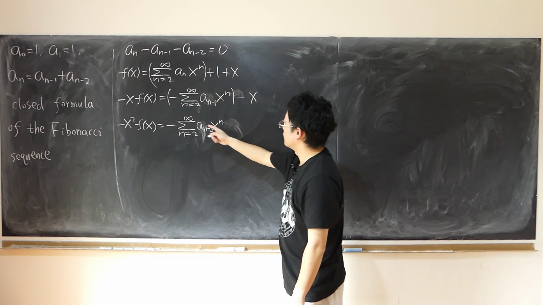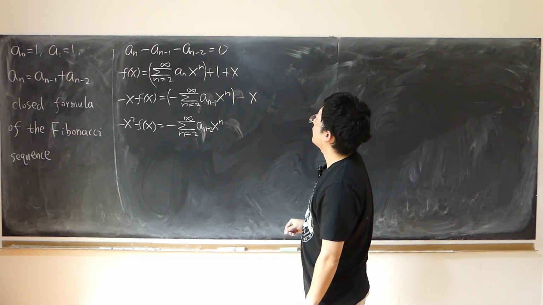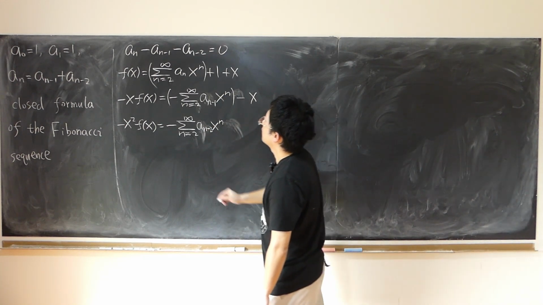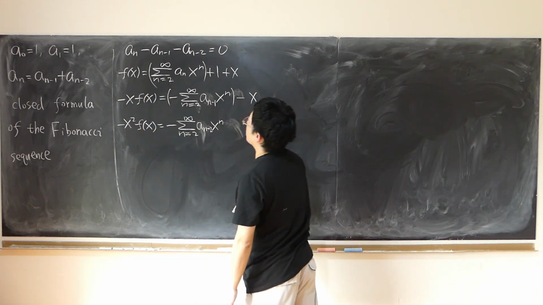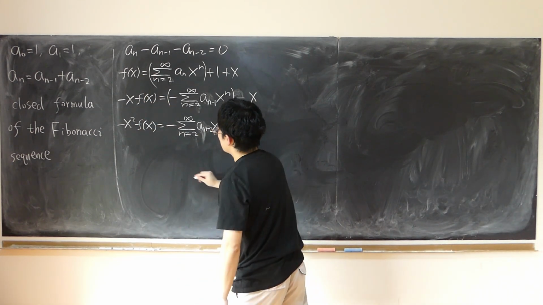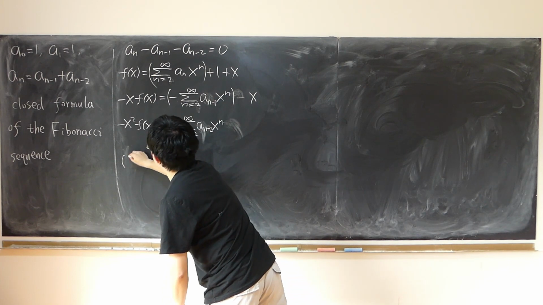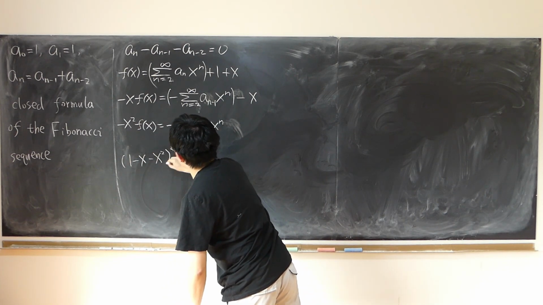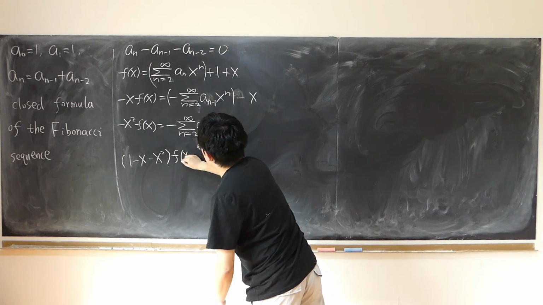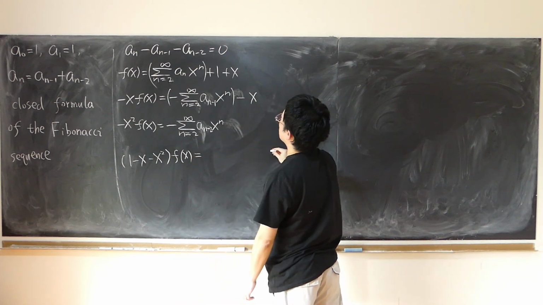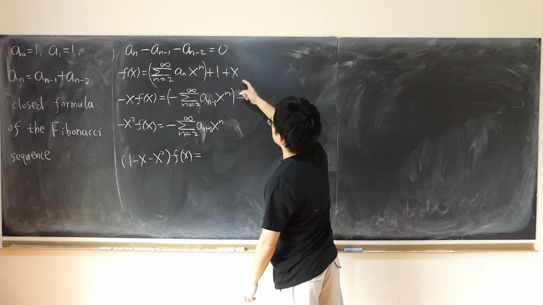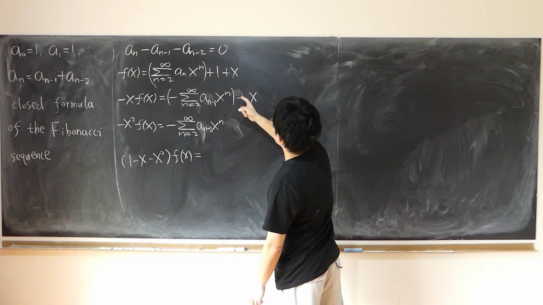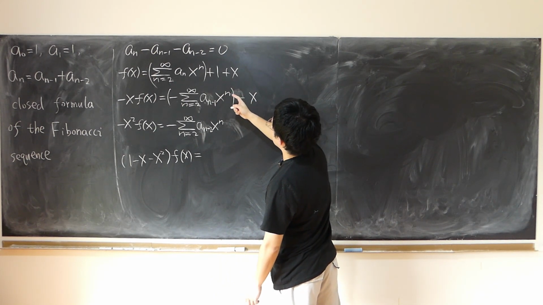So I don't need to isolate anything out of here. All I have to do is add them all up. The common factor is f of x. So bracket 1 minus x minus x squared, f of x, equals exactly the isolated terms: 1, x minus x, that's gone. It's 1.